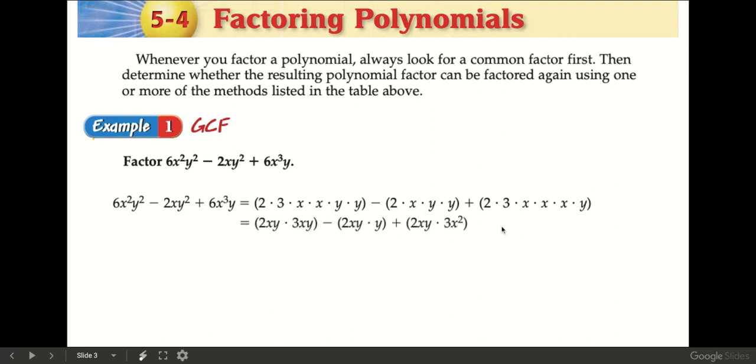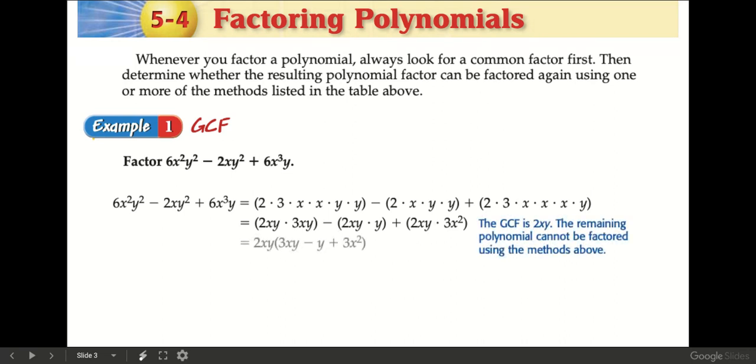So I would factor out 2xy from each one, right? That's the greatest common factor. And so if I factor that out, I divide it out, it'll leave me with the 3xy minus y plus 3x squared. So you can, again, always check this result by using the distributive property, and if you multiply this out, it would get you right back to the original problem. So it's an easy way to check yourself to see if you're doing it correctly.